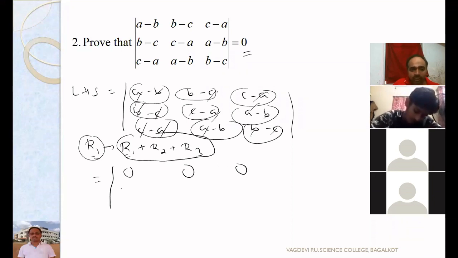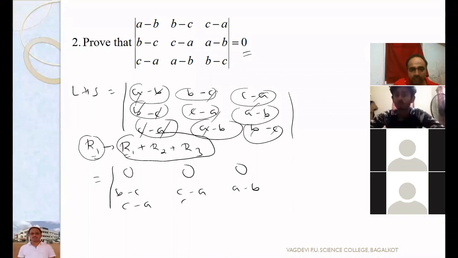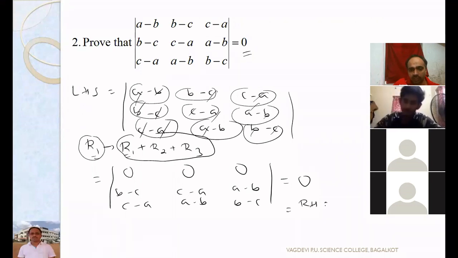Only first row has changed. Second row will be as it is: B minus A, C, B minus C, C minus A minus B. Then C minus A minus B, B minus C. But according to property number 8, if all the elements are 0, 0, 0 in a row, the value of the determinant is 0. This is RHS. We can do R1 minus R2, C3 minus C1. Then 2 columns will become same, or 2 rows will become same, identical. Then also it will be 0. This is one more technique because by adding all of them, I get 0, 0, 0 in a row.